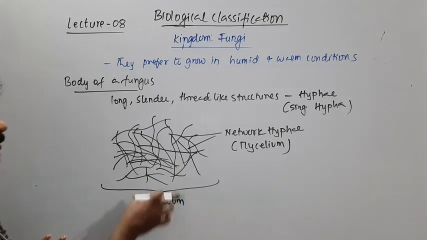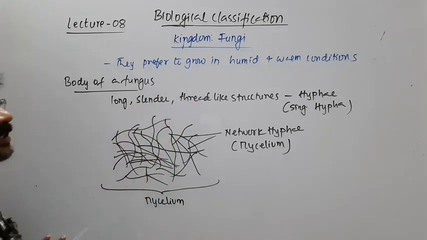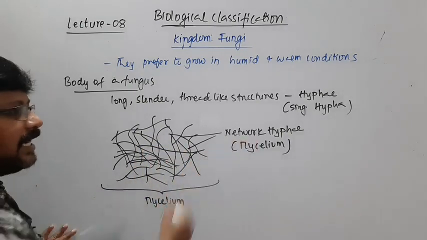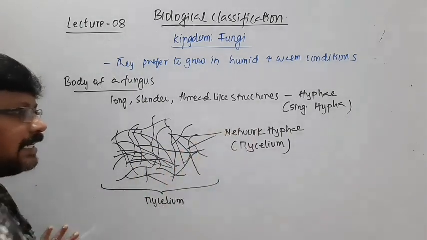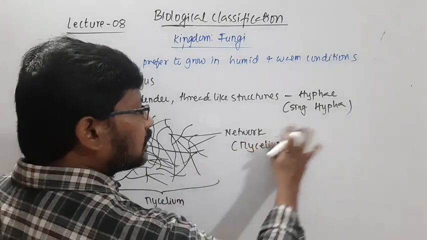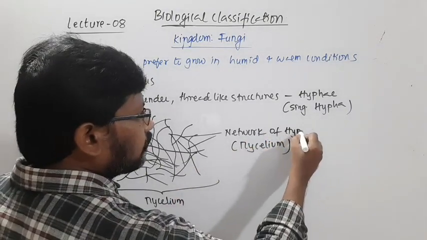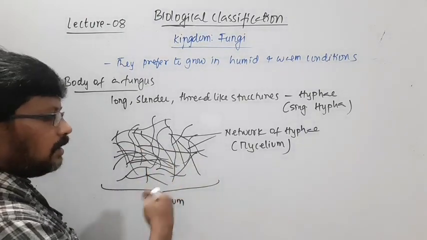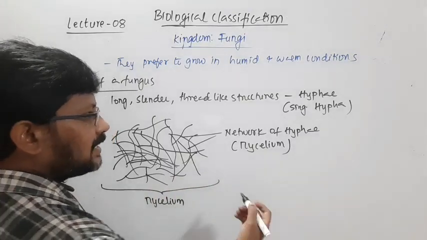In mycelium you will find long, slender thread-like structures, and they are all interconnected one to one, and result in the formation of a network. That's what I call a network of hyphae, and that network of hyphae is what we call mycelium. So the body of fungus is mycelium, made up of a network of hyphae, and these hyphae or filaments may be septate or aseptate.